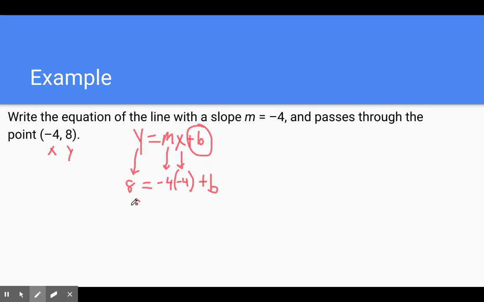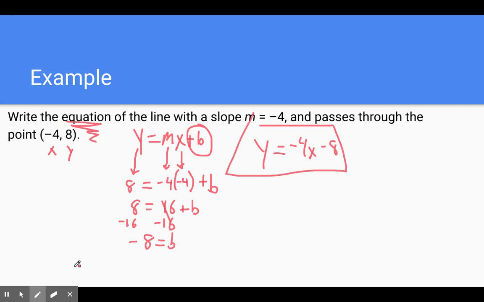Now we solve. 8 is equal to negative 4 times negative 4 is 16 plus b. Now we have to solve for b, so we got to get rid of 16. We subtract 16 from both sides. Those cancel. 8 minus 16 is negative 8 is equal to b. So now our b, or our y-intercept, is negative 8. But remember, it says to write the equation, so we got to rewrite it. y is equal to negative 4x minus 8. Boom.